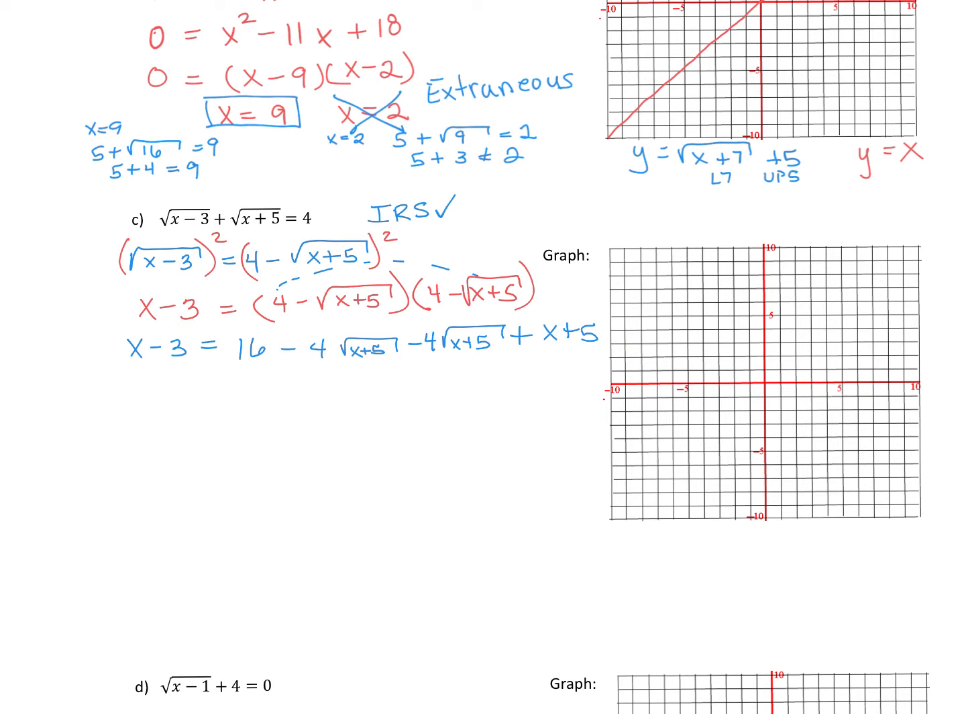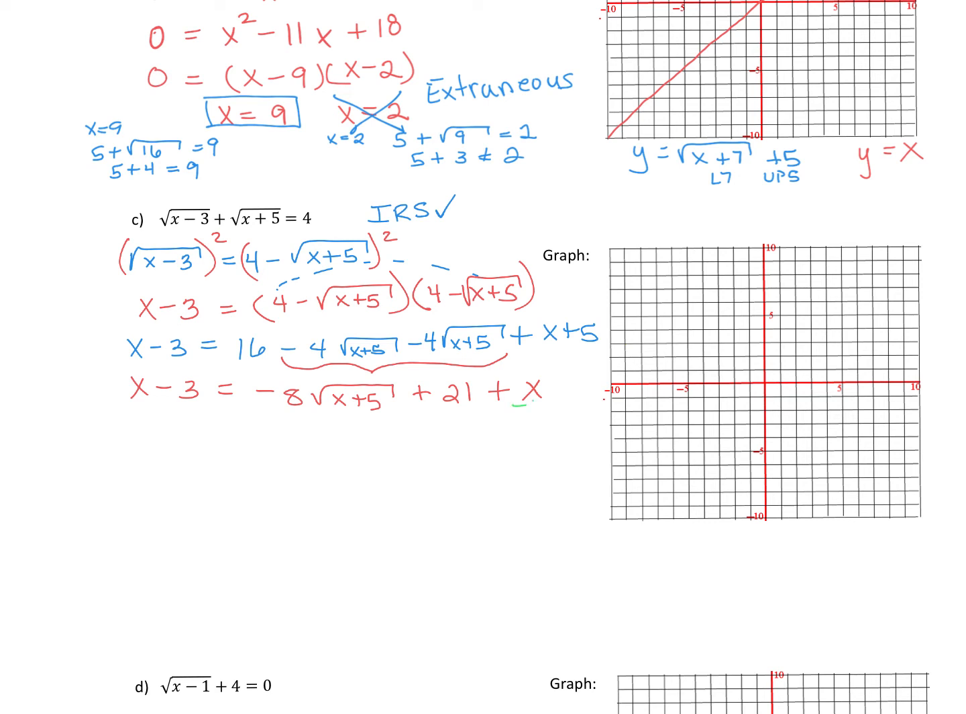Okay, so let's now combine our like terms. Minus 4 of those things minus 4 of those things is minus 8 of those x plus 5 roots. We also have a 16 plus 5, which is 21, and we also have an x. So I still have a radical. This is where we hang up and call again.